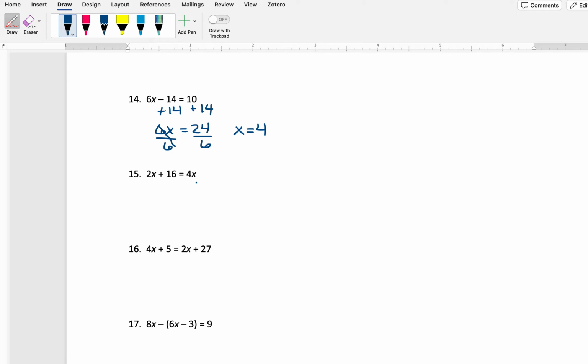For number 15, I have variables on both sides of the equation. So what I need to do here is get all of the x's on one side together. And I can do that by moving the 2x over. I move the 2x over by subtracting it. So since it's positive 2x, to move it over, I subtract 2x. 2x minus 2x is 0, or 0 x's. So that's gone. And then I have 16 left on the left. I have 2x on the right. I can divide both sides by 2. And I get x equals 8.